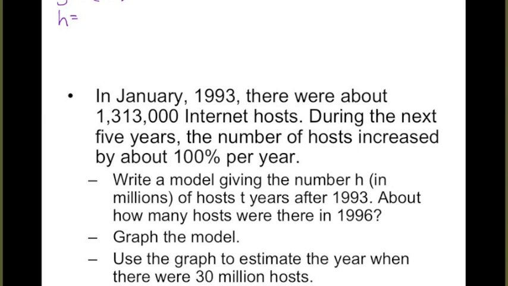1,313,000, and it says in millions in the problem, so we're going to change that to 1.313, so we don't have to deal with as many zeros when we're doing our calculations, times 1 plus our rate, which is 100%. Always turn it to a decimal when putting it into the problem, though. Do not leave it as 100. Your graphs will be insane. Always turn your rate to a decimal, so 100% as a decimal is just 1. And then to the power of t for time. So that gives us a model of h equals 1.313 times 2 to the power of t.